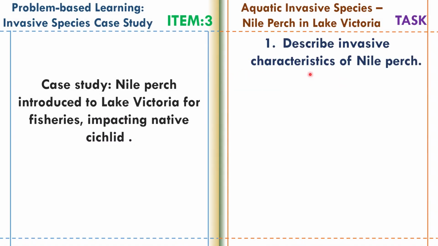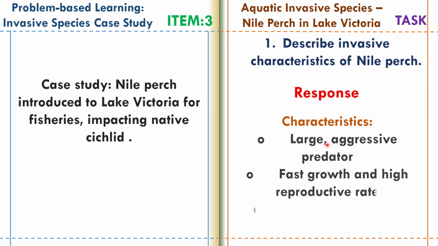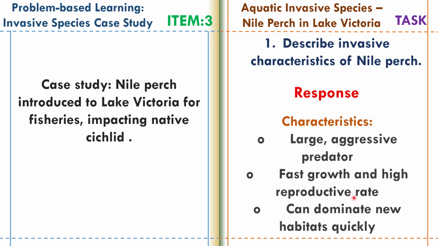Describe the invasive characteristics of Nile perch. Characteristics include it is a large, aggressive predator, with fast growth and high reproductive rate. It can dominate new habitats quickly.